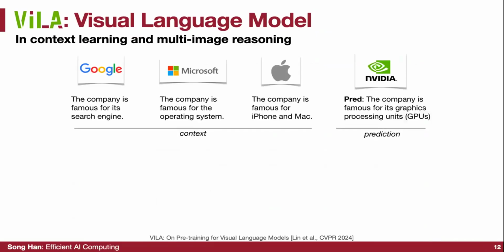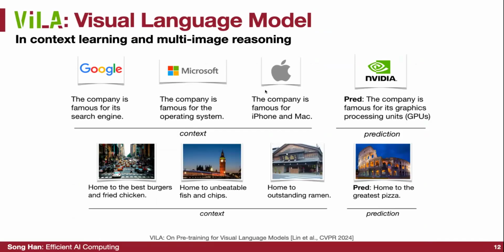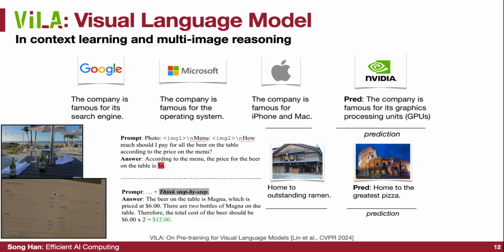So here are some examples of the visual language model's in-context learning and multi-image reasoning capability. Given a company logo, we can automatically deduce the task is to give the product name, and also the city: home to outstanding ramen. And here it can say home to the greatest pizza, talking about the food associated with the city. Versus multi-image understanding, which is a cool feature enabled by interleaved image-text pairs.